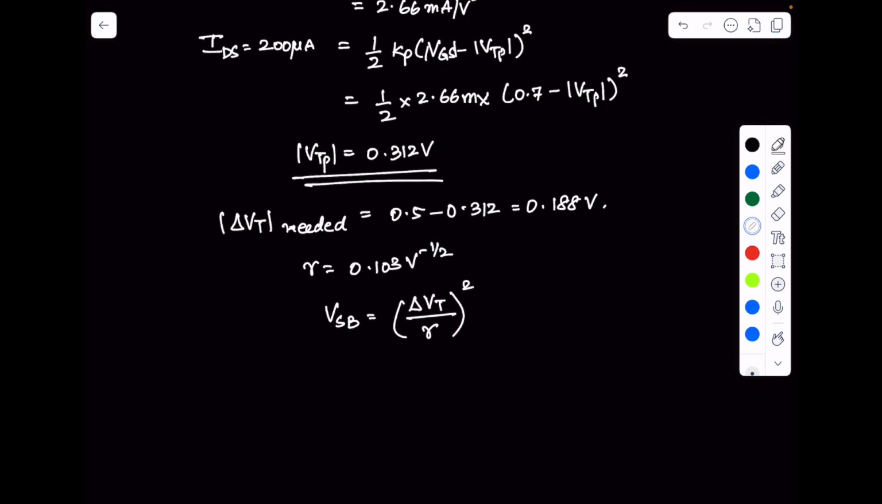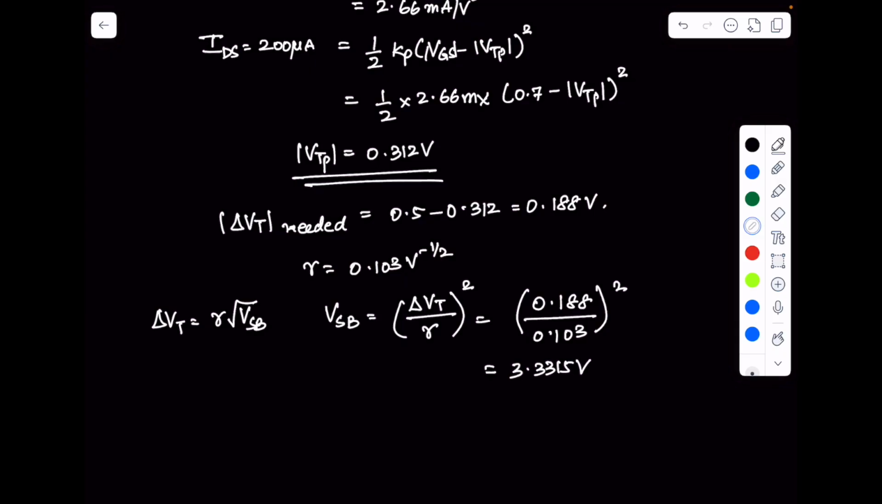And since you calculated gamma to be 0.103 volt to the minus half, your VSB required is nothing but delta VT by gamma, the whole square. Remember, delta VT is gamma times square root of VSB. Therefore, the VSB required is (delta VT by gamma) the whole squared, which is 0.188 by 0.103 the whole squared, or 3.3315 volts. So this is the substrate bias voltage needed to ensure that I get a VT of 0.312 and hence a drain current of 200 microamp.